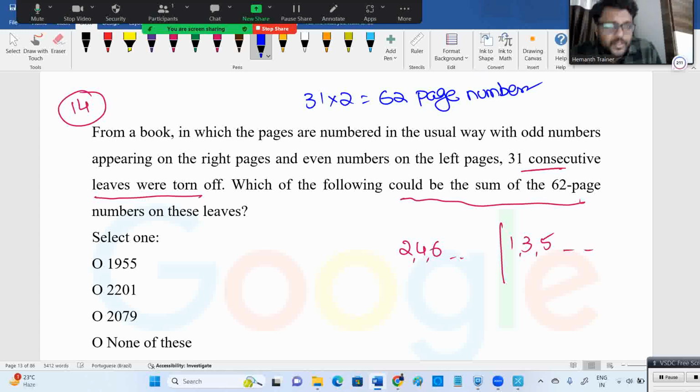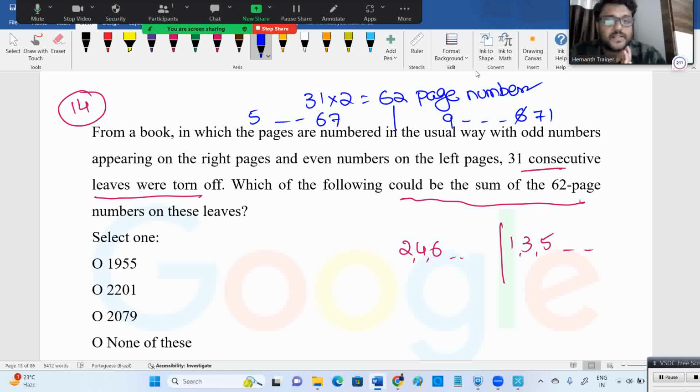These are consecutive, right? So somewhere the number should start, and there are 62 page numbers. What is that summation? It can be, as I mentioned, 1 2 3 4 5 6. So it can start from 5 onwards. It can start from 5 to 67, or it can start from 9 to 71, right? So the page numbers can be any of these. One logic we need to see.